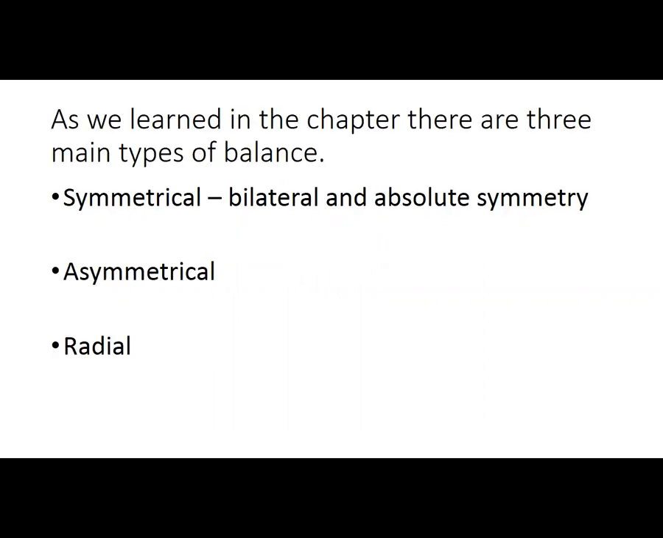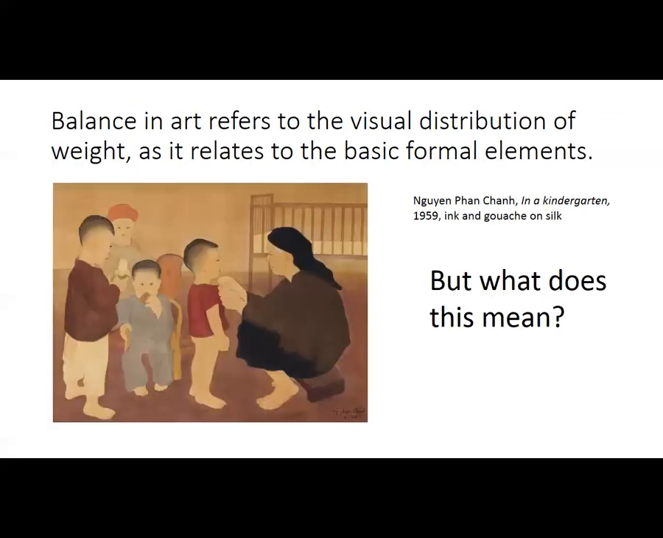So we learned in this week's chapter that there are three main types of balance. There's symmetrical, which can be broken down into bilateral and absolute symmetry. Absolute symmetry is when it is almost perfectly symmetrical, and bilateral symmetry is where it's symmetrical, but there are some discrepancies. Then there's asymmetrical balance and radial balance.